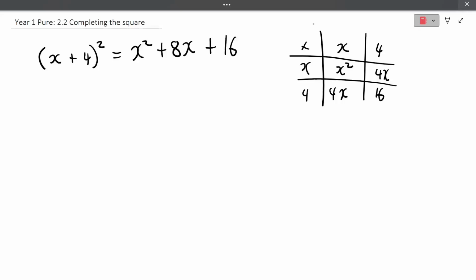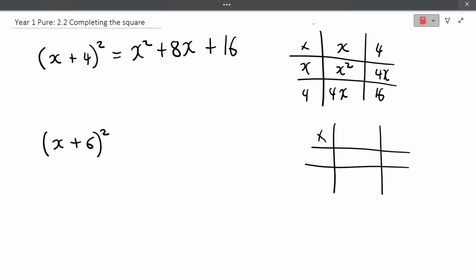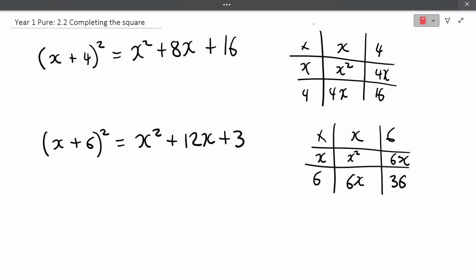Or if I went something like, let's go (x + 6) squared. Do a little grid, times x and 6. x and 6, you get x squared, 6x, 6x, and 36. So that gets you x² + 12x + 36.